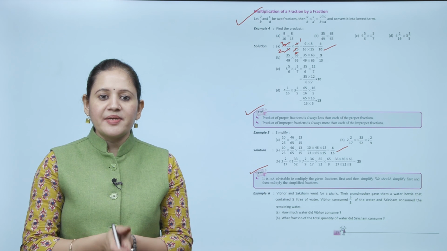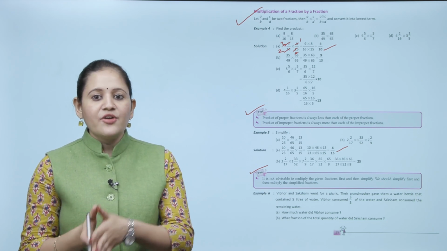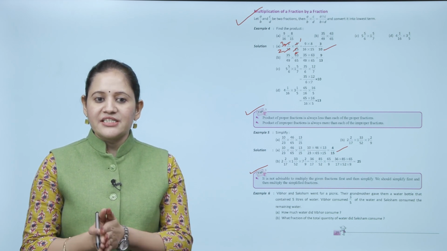It is not advisable to multiply the given fractions first and then simplify. We should simplify first and then multiply the simplified fractions. Clear?